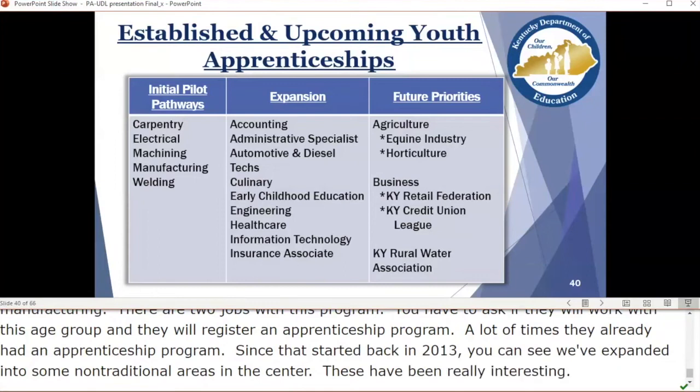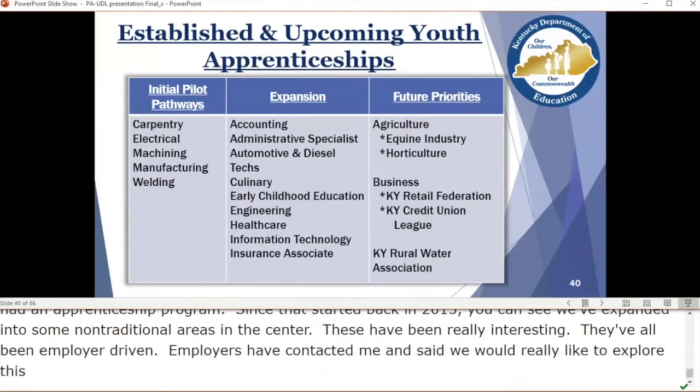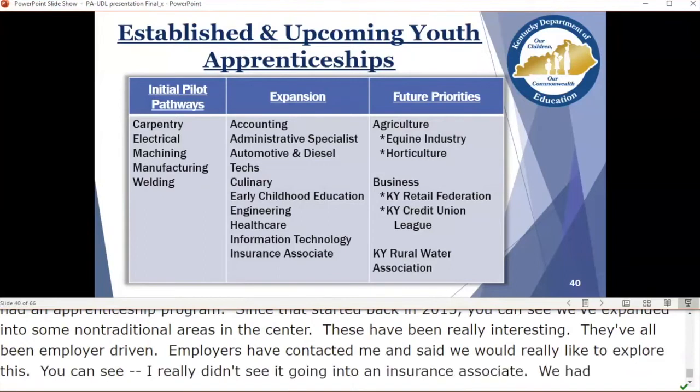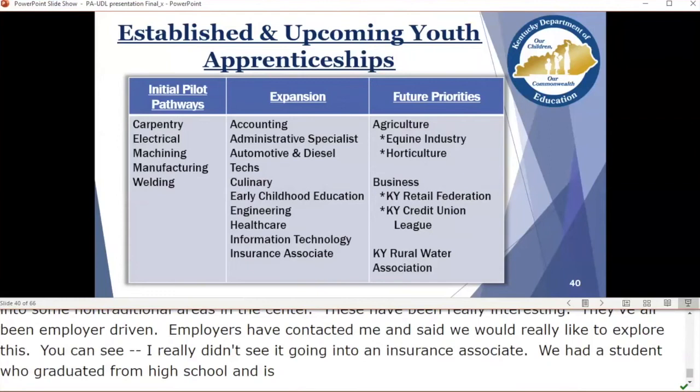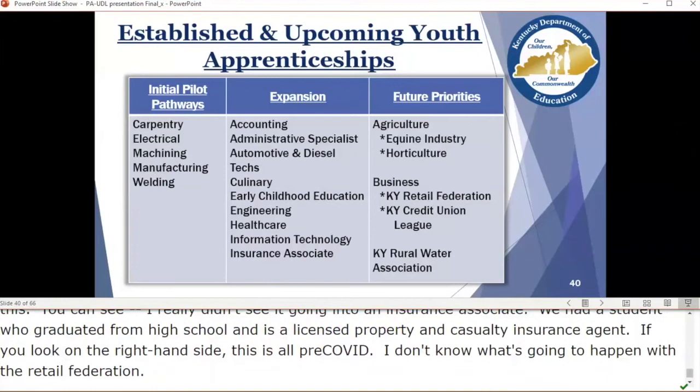Employers have contacted me and they've said, we would really like to explore this. And so you can see, I really didn't even see it going into an insurance associate, but we just had a student that graduated from high school and is now a licensed property and casualty insurance agent. And then if you look on the right-hand side, again, this was all pre-COVID. I don't know what's going to happen with the Retail Federation. That was one where they actually got an apprenticeship approved through the USDOL.